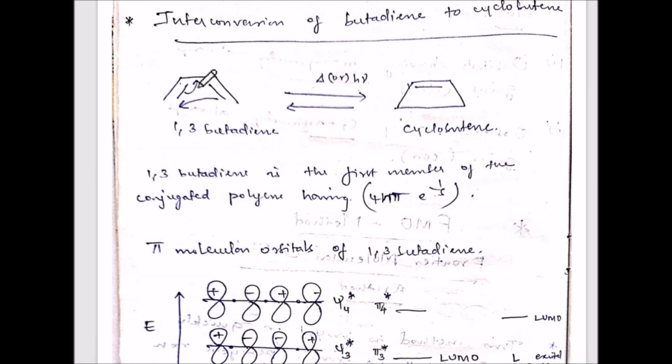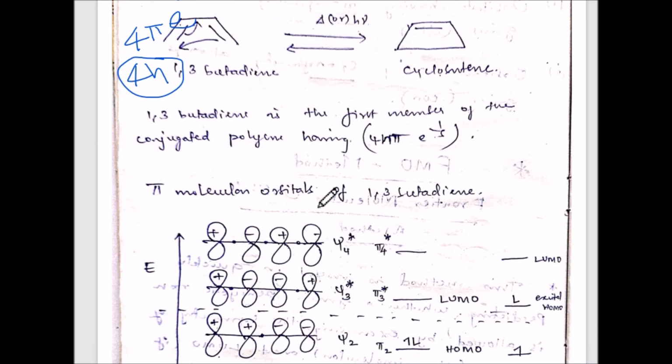Now you see here, this pi bond is shifting here and this pi bond is shifting here, and all the pi electrons are involved in cyclization. So totally there are 4 pi electrons, right? So it is a 4n system. It is a 4n pi electron system.